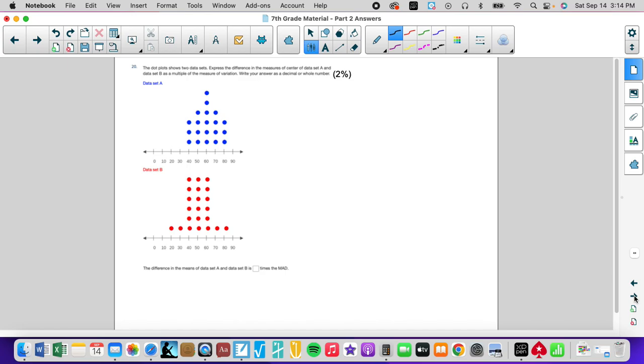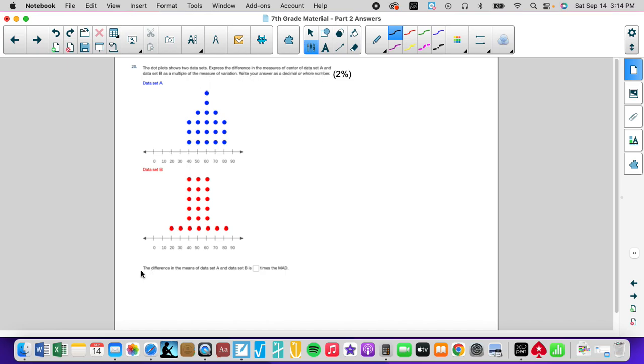Not the easiest one. So it says the dot plots show two data sets. So we've got data sets. There were 3 40s, there were 4 50s, there were 2, 4, 6 60s, etc. It says express the difference in the measures of center of data set A and data set B as a multiple of the measure of variation. Write your answer as a decimal or whole number.